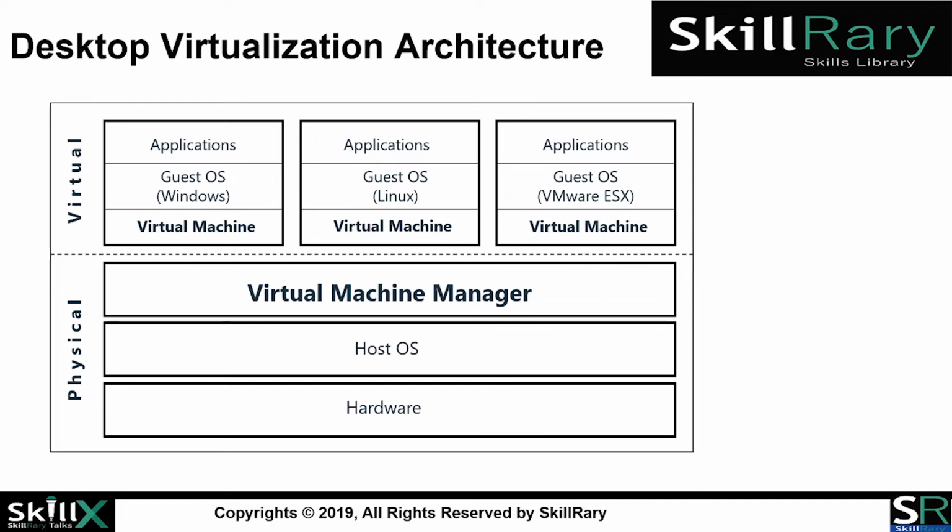If you want to understand the architecture of desktop virtualization, you will have the hardware, on top of which you will have a host operating system, and a software that gives you virtual machine capability. Usually it is something we have already discussed, which we call a hypervisor. On top of it you will start creating different virtual machines.